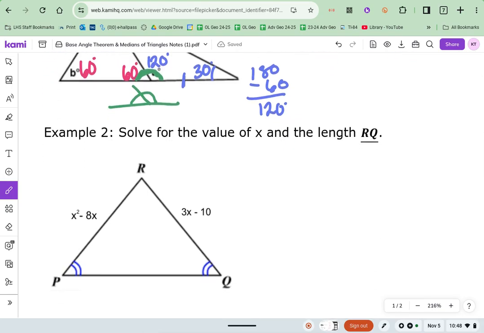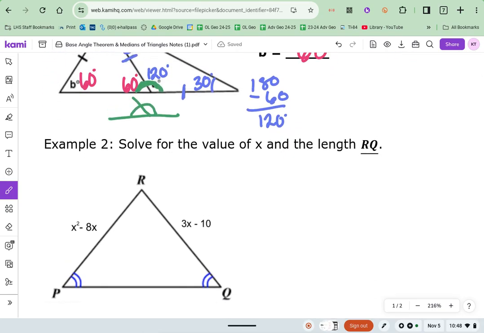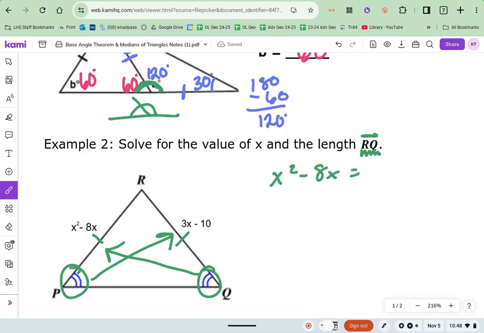All right, so here's another example. Solve for the value of x and the length of segment RQ. The segment's supposed to be up here. So the length of segment RQ. All right, so in this picture we have congruent angles that are marked, which means that the sides across from these angles are congruent. So RP is congruent to RQ. And if they're congruent, that means that they're equal. So x squared minus 8x equals 3x minus 10.